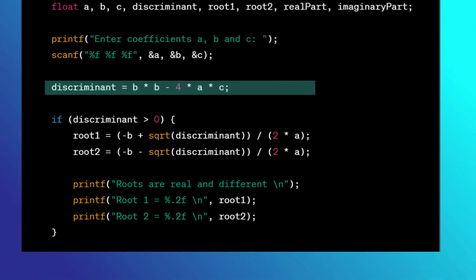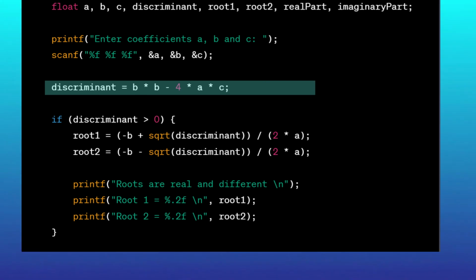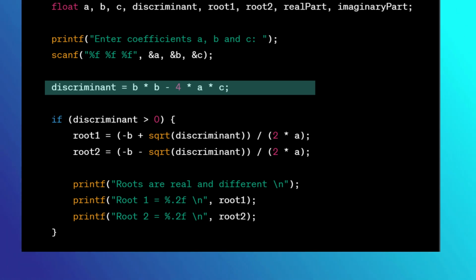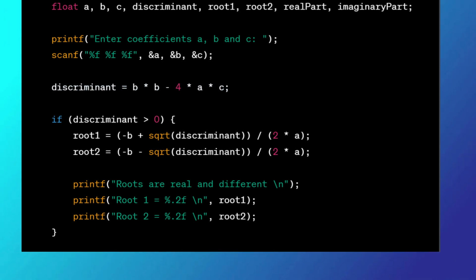Step 3. Calculate the discriminant. Once we have the input, we can calculate the discriminant of the quadratic equation using the formula discriminant = b² - 4ac. The value of the discriminant will determine whether the roots are real or complex.